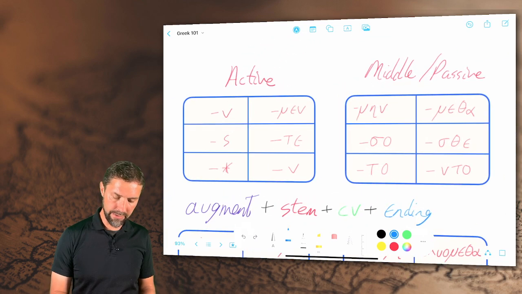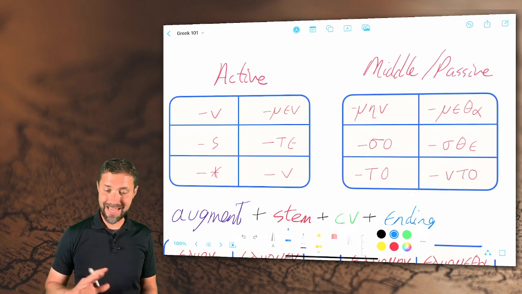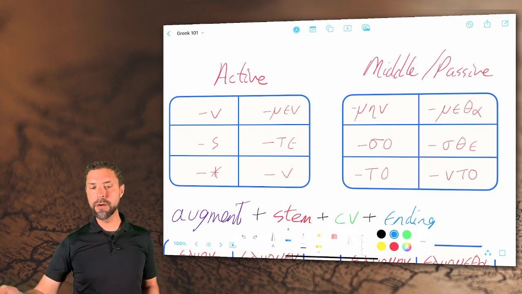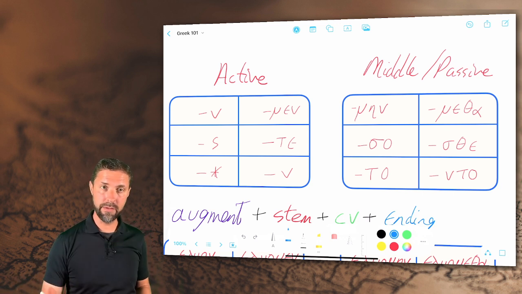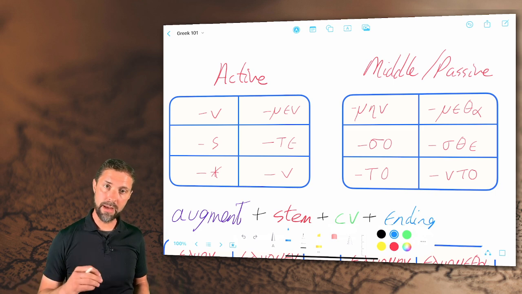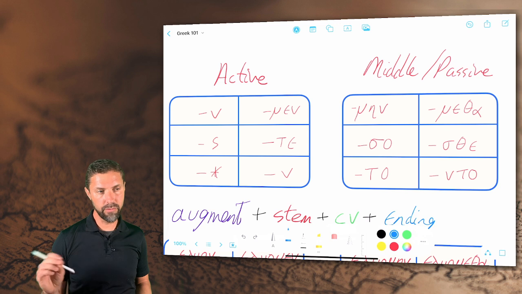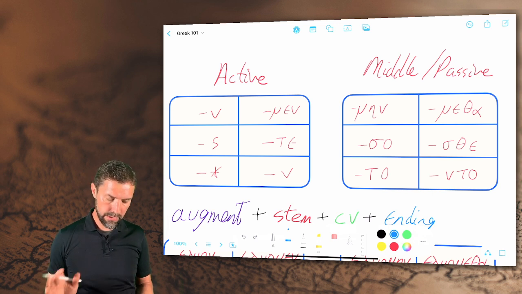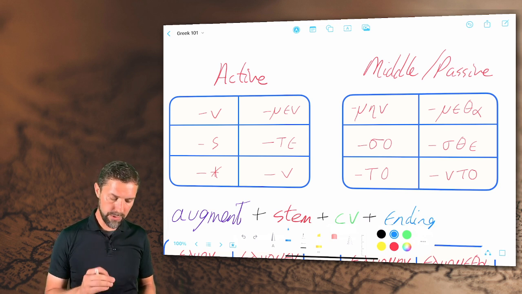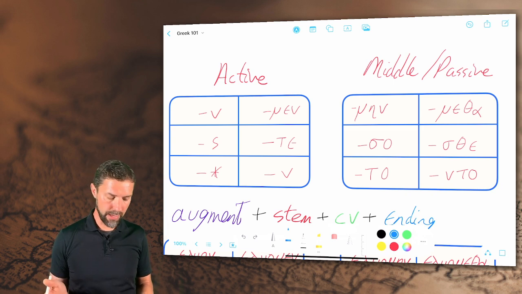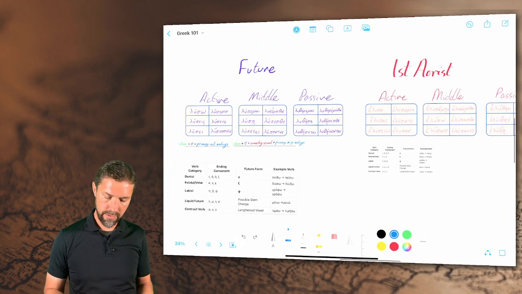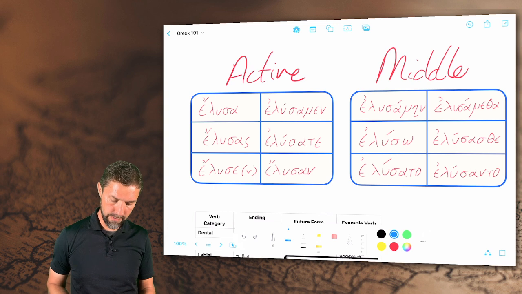So we learned active and middle passive secondary endings. Primary just means we use those with the present and the future. Secondary, we're going to use that with all of the other forms with one exception. So the secondary endings you learned as nu, sigma, blank. I like to put an asterisk there, just a blank spot, men, te, nu. There's going to be some slight variation over here with the aorist, and that variation would occur in these spots.